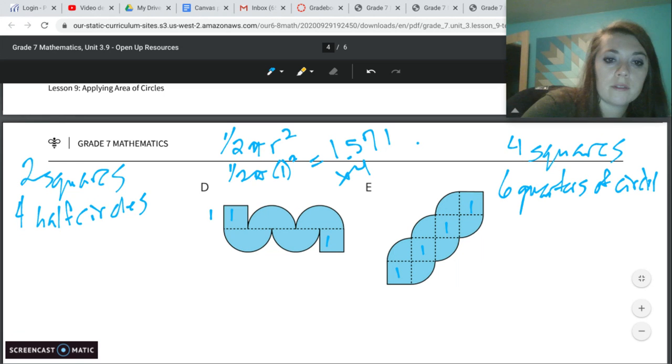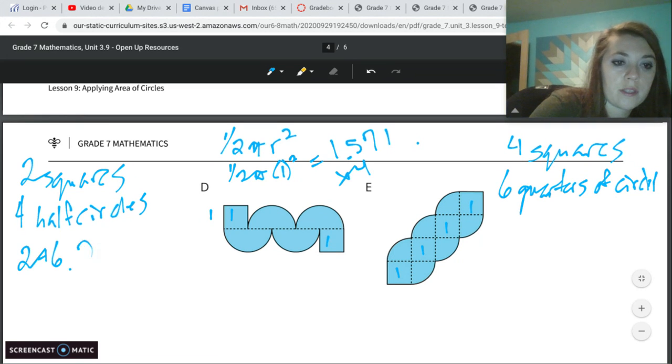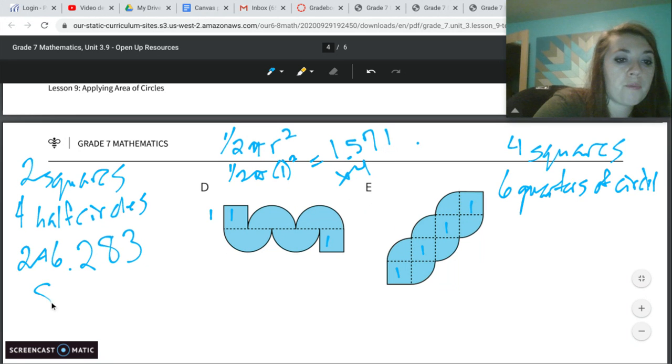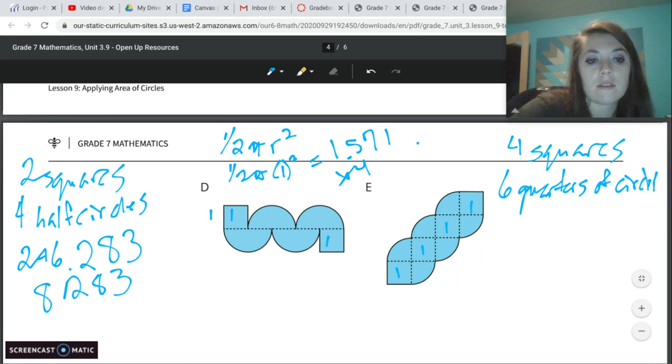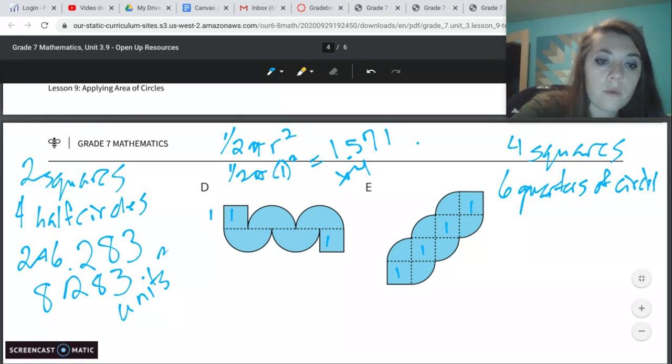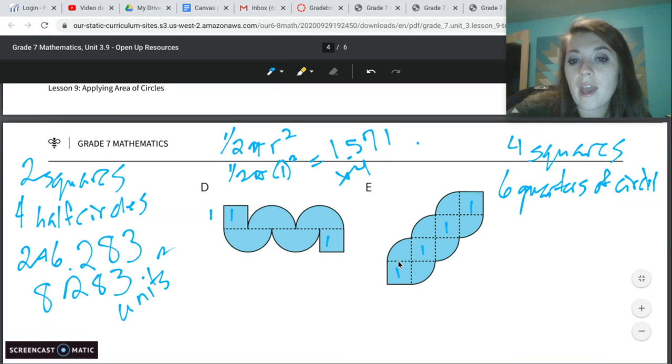And we end up with 2 plus 6.283. So we have 2 plus 6.283, because the 6.283 is when we multiply the 1.571 by 4, because there's 4 of the semicircles. And so we end up with 8.283 units squared. Yeah, units squared.